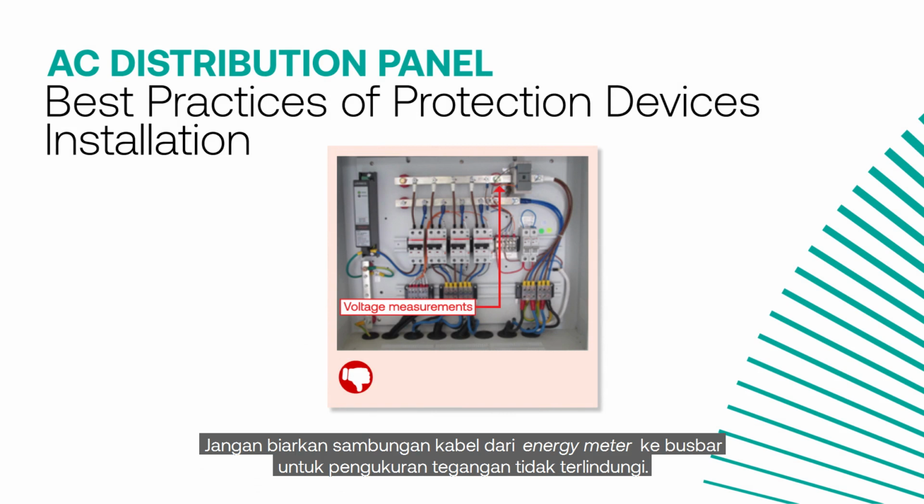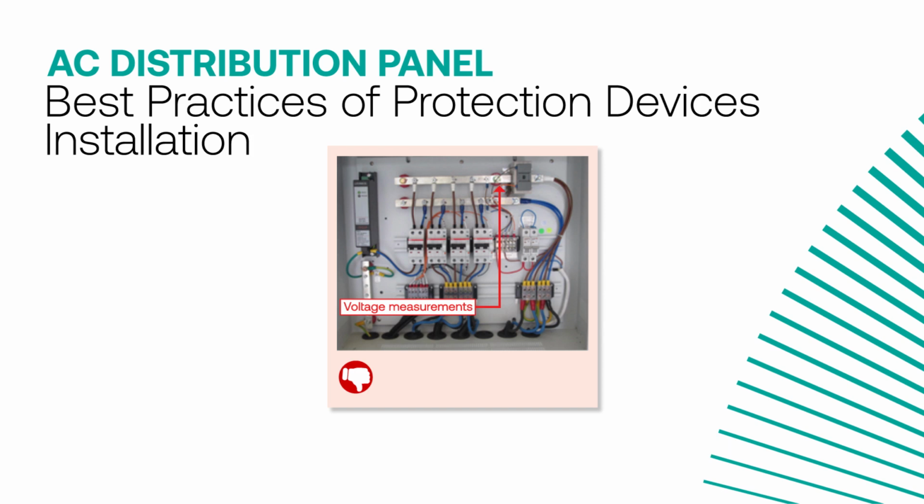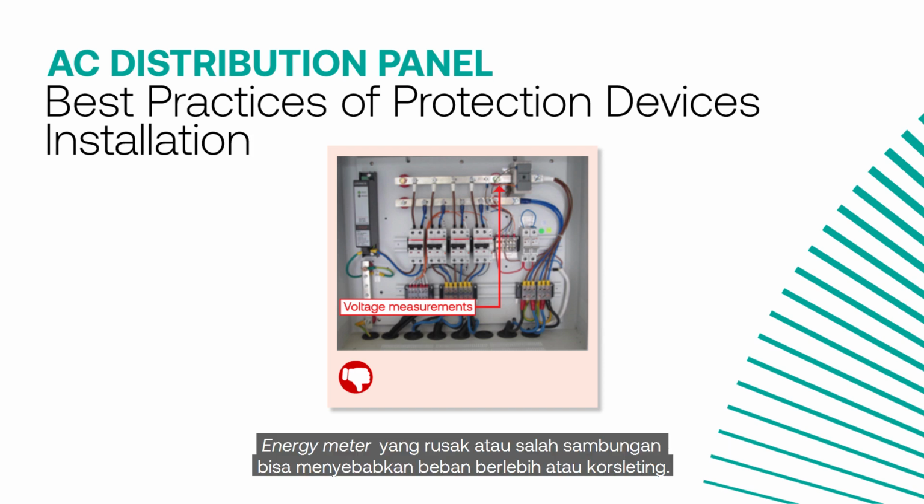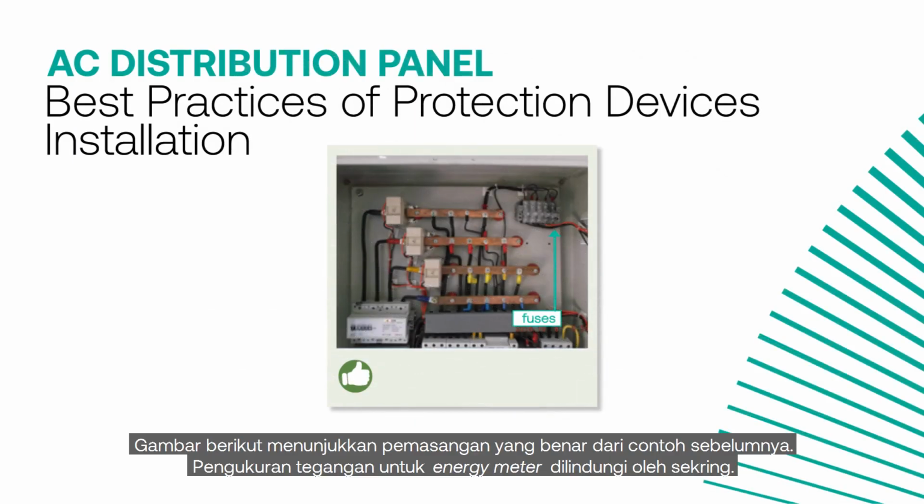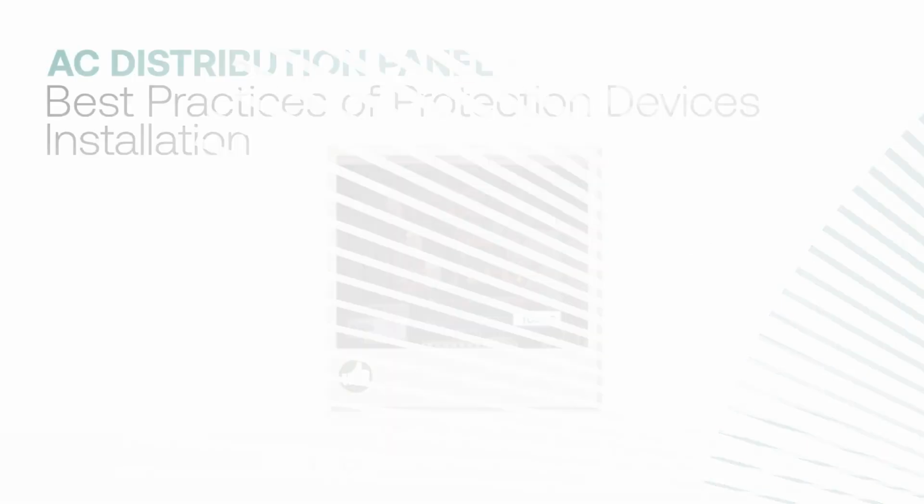In this example, voltage measurement is unprotected by protection devices. Do not leave the cable connection from the energy meter to the bus bar for voltage measurement unprotected. A faulty energy meter or wrong connection may cause overload or short circuit. This picture shows the corrected installation of the previous example. Voltage measurement for the energy meter is protected by fuse.